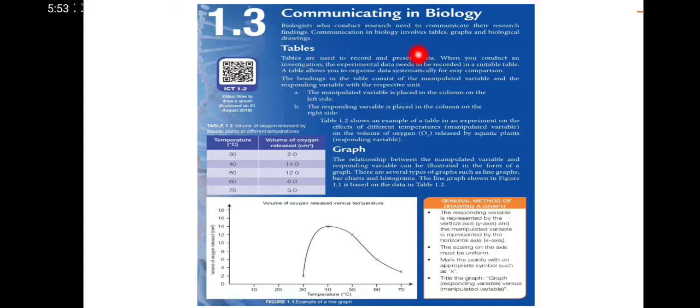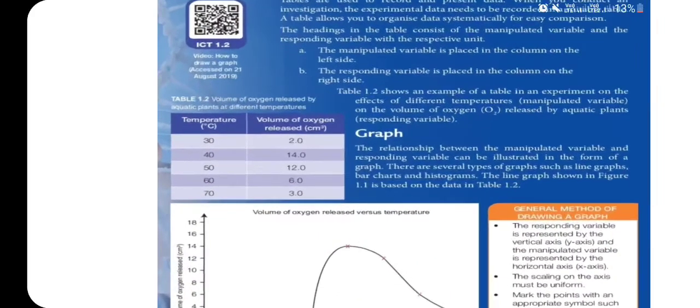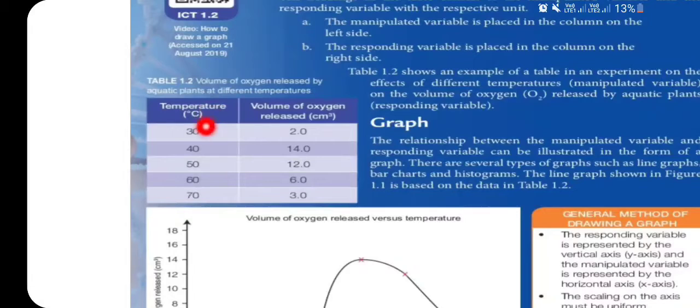So kita tahu communicating in biology sangat penting. Apabila kita sudah conduct experiment, we will have our results. So ini sangat penting. The first one, table. So ini contoh tables. Contoh tables di sini temperature, di sini volume of oxygen release. Okay, yang sebelah kiri, kolom pertama di sini adalah untuk manipulated variable, yang di sebelah kanan ini adalah untuk responding variable. Okay, jangan lupa letak tajuk.